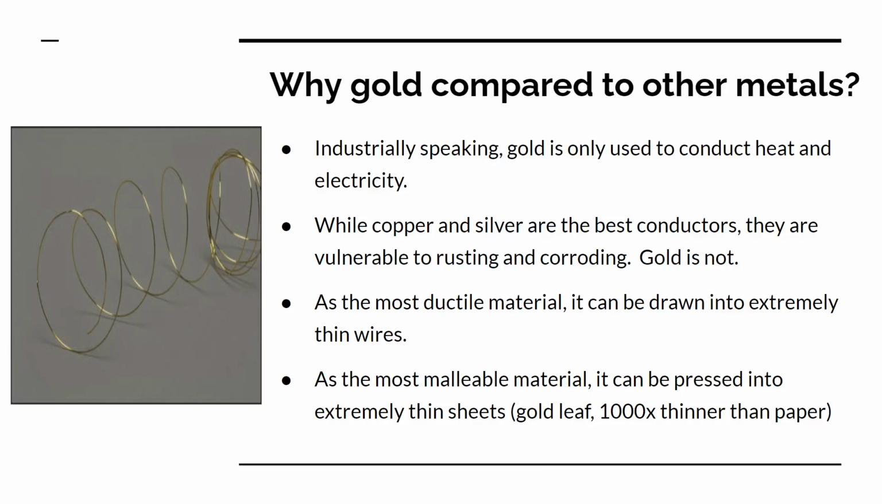Now, since gold is the most ductile material, it can be drawn into extremely thin wires. And this is really helpful in systems where they need to save space. And as the most malleable material, gold can be pressed into extremely thin sheets, and this makes something called gold leaf, which is used for a lot of things, but gold leaf is 1,000 times thinner than paper. Now, if you think about how thin paper is, gold leaf is 1,000 times thinner than that, which is kind of crazy.